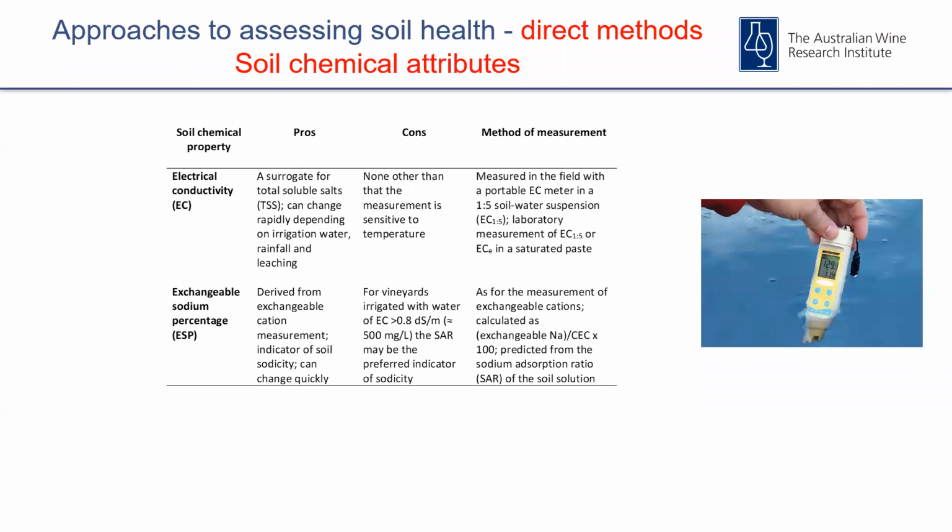Electrical conductivity, a surrogate for total soluble salts, can certainly change rapidly depending on irrigation water, rainfall, and leaching. It's really important in understanding root zone salinity, and it's pretty easily measured using a handheld EC meter, with a 1 to 5 soil-water suspension, or it can be measured in the saturated paste as well.